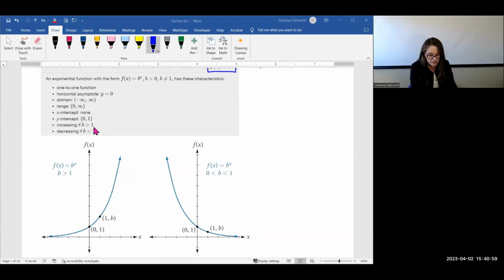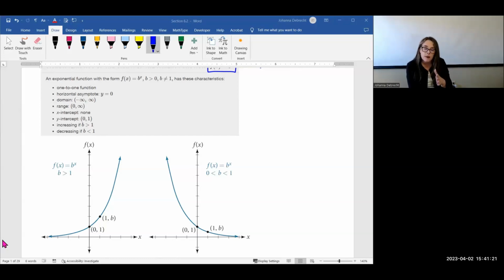All right, so the domain is from negative infinity to infinity. We can use any x value on the real number line as an exponent. So remember, exponents can be anything: positive, negative, rational, irrational, pi, 42, any of those.